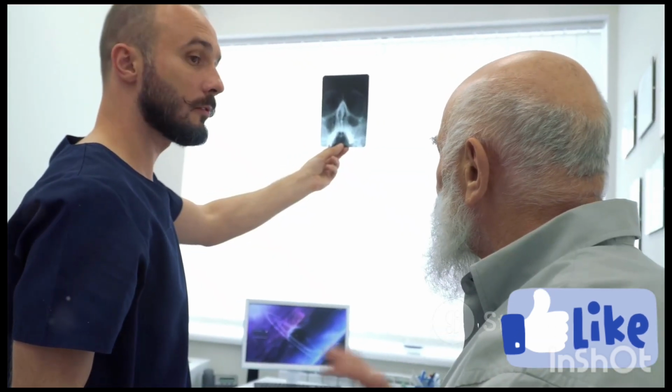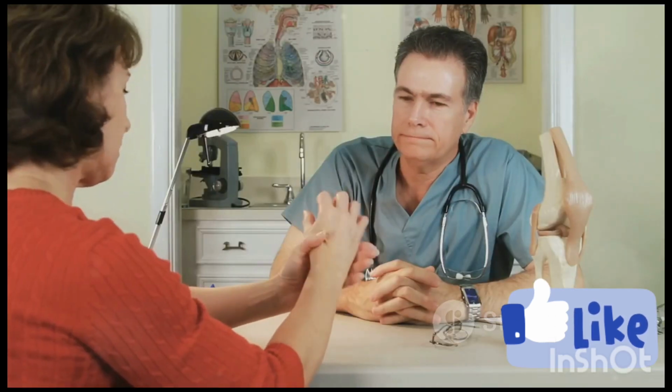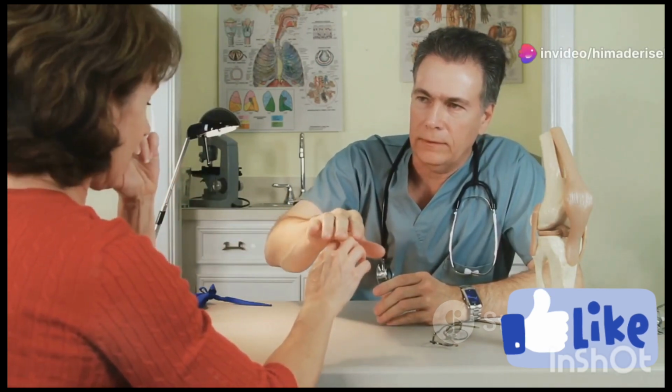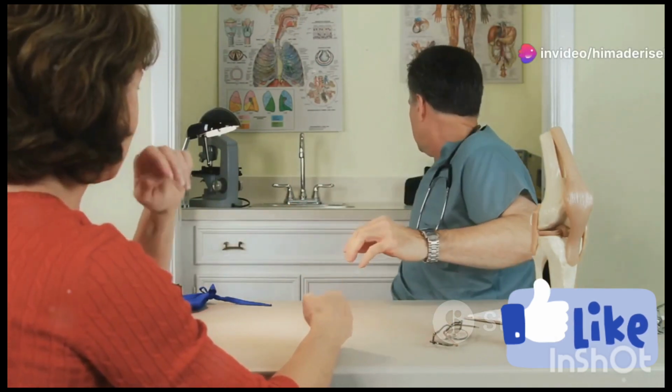Other types of arthritis, such as rheumatoid arthritis and psoriatic arthritis, can also contribute to osteophyte formation due to chronic inflammation and joint damage over time.